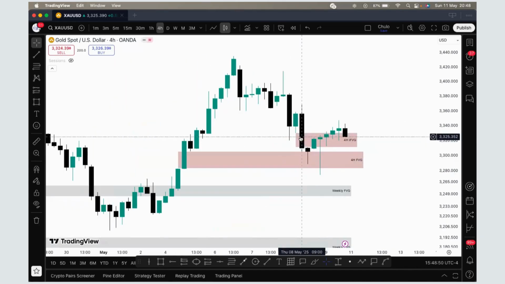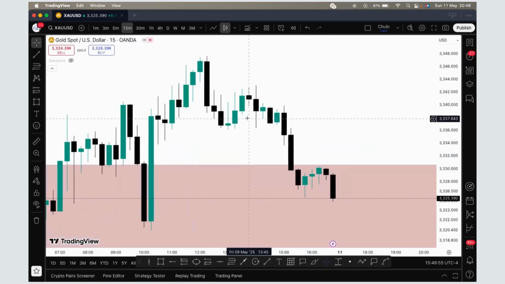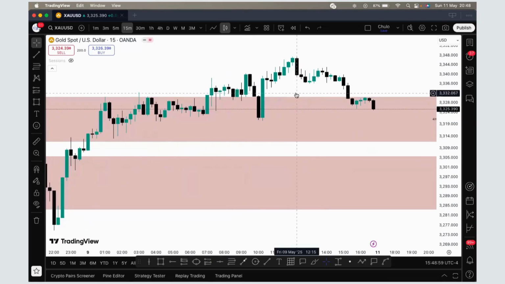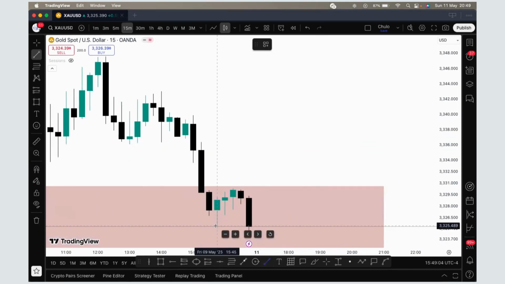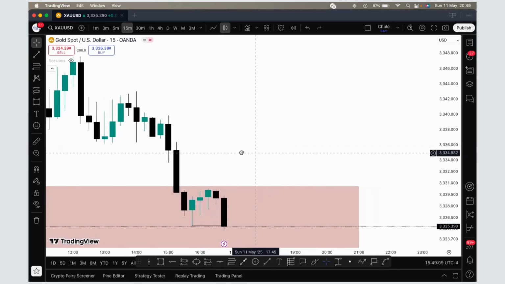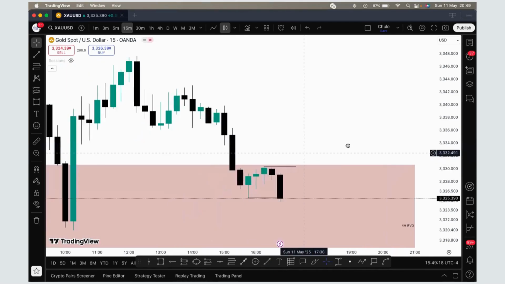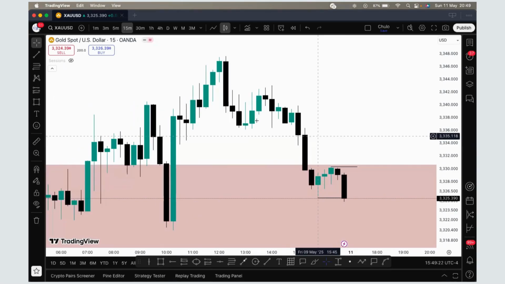So this week on XAUUSD, I'll have to go down to the 15 minutes. What do I want to see in the 15 minutes? I will need price to break this low, which has already happened on Friday, and come back to break this high for me to know that yes, we have our confirmation, our buy confirmation on XAUUSD.